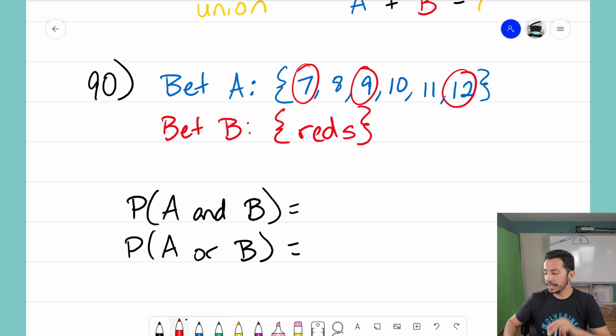Let me give you like 2 minutes to try this. Look at the example we just did. Try that out. Excuse me. And let's see if we can come up with the probability of A and B, and then the probability of A or B. Okay, same idea is happening, just different bets taking place.